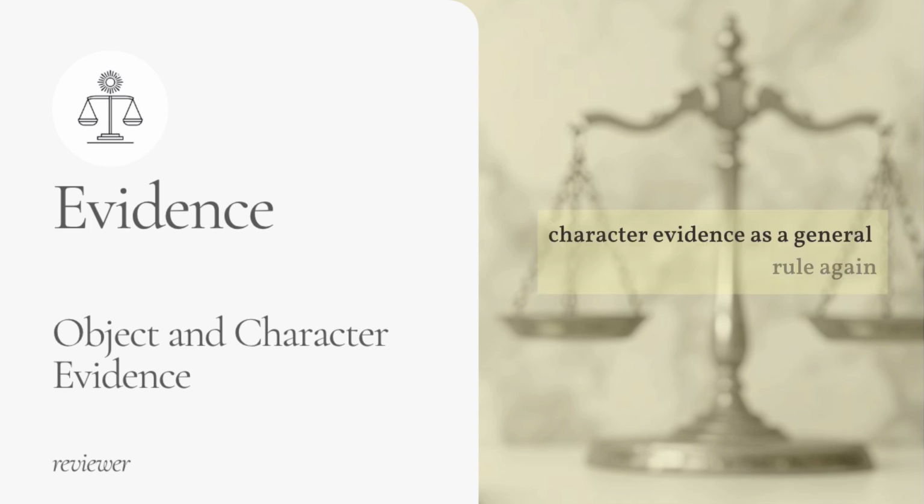Character evidence, as a general rule, again, is not admissible. Why is it generally not admissible? This is Rule 130, Section 54. So character evidence is generally inadmissible because it fails the test of relevancy. So it's irrelevant and it's about collateral matters.